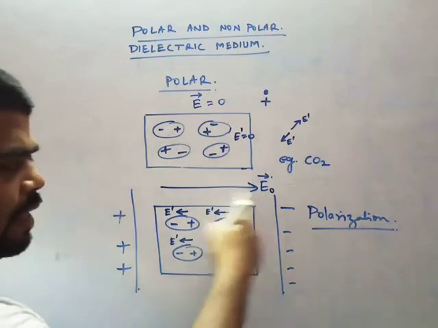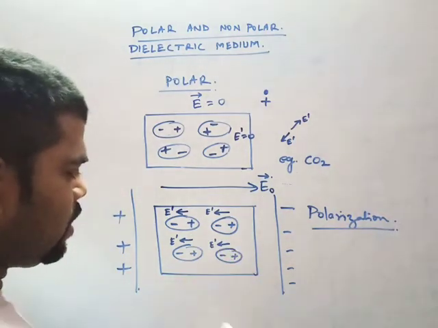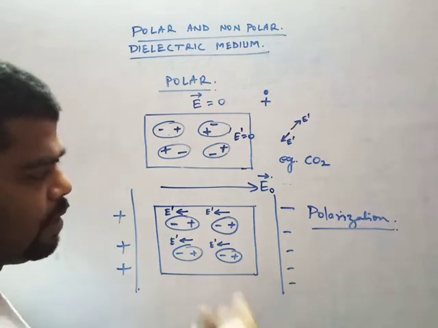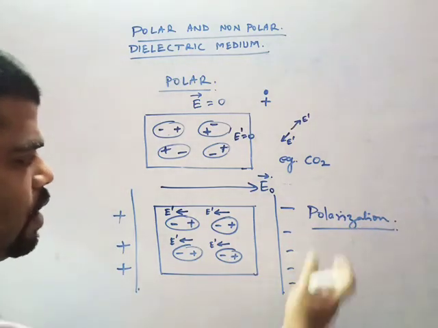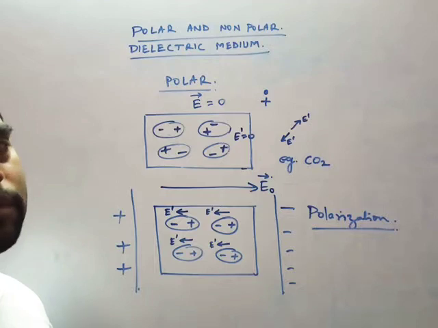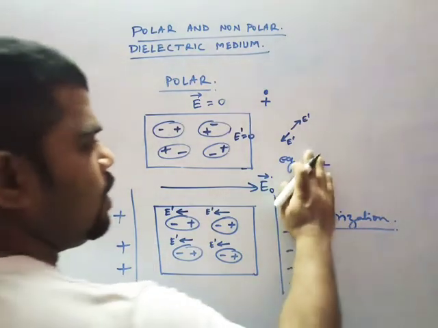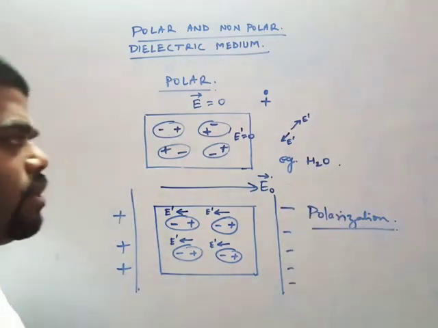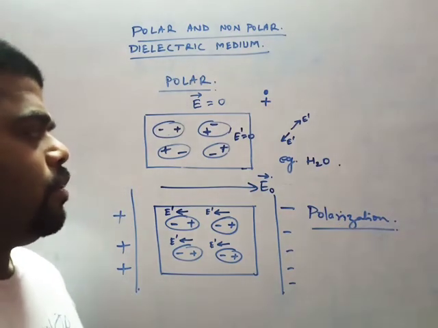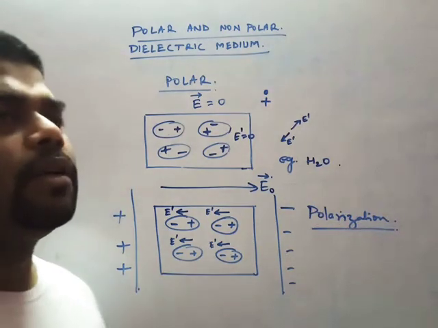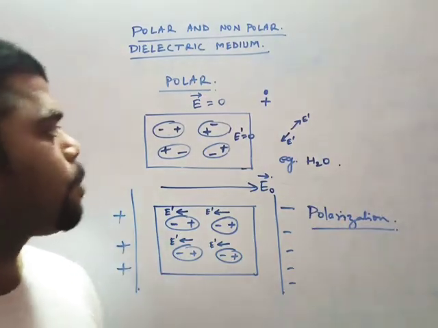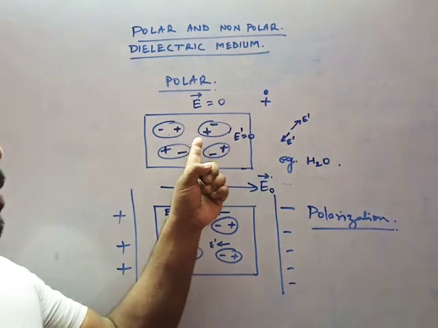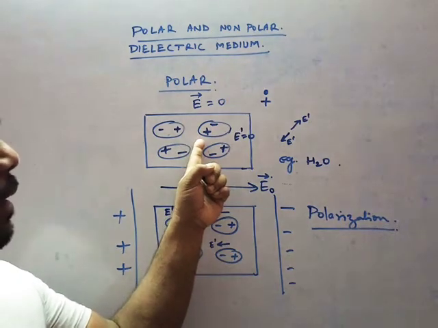Now what happens when the electric field is there? जब electric field रहेगा तो क्या होगा? Again the alignment will be like this. The process is known as polarization. Is it right? As an example you can take water, H2O. H2 is the best example. The question asked on the board was about the electric field.